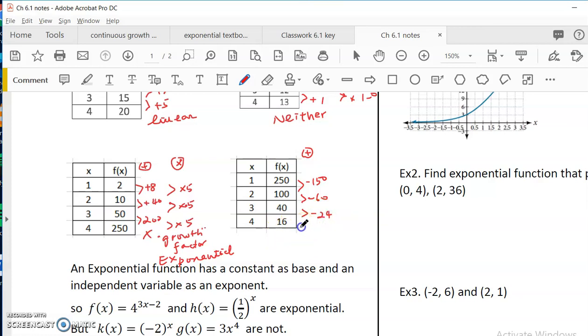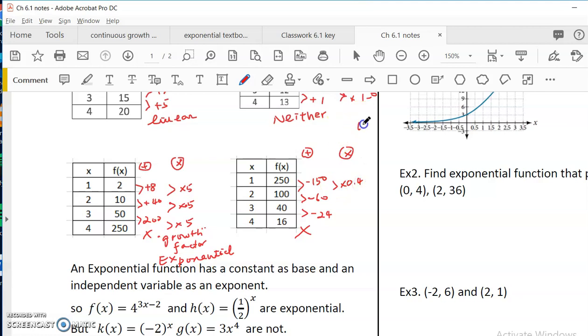So not linear. If it is linear, it could decrease the same amount. Let's look at multiplication. How do I know what multiplied 250 to get 100? We can do 100 divided by 250. Oh, it is actually multiplied by 0.4.